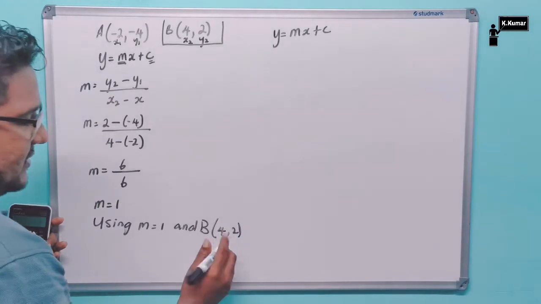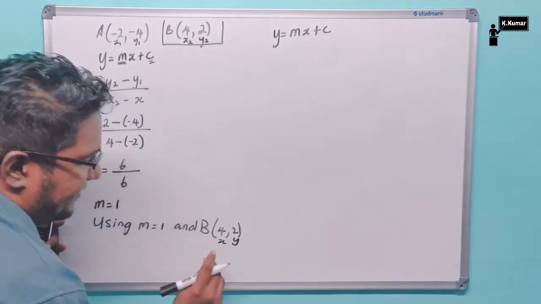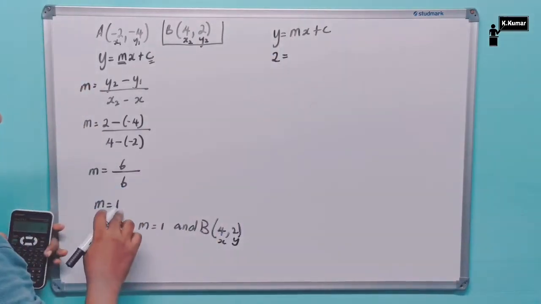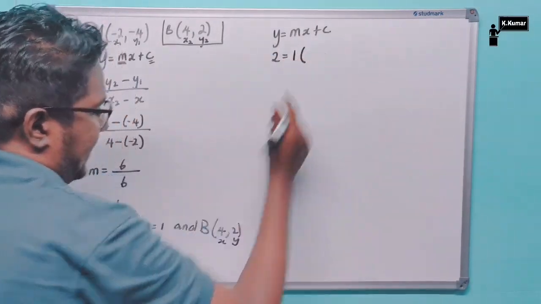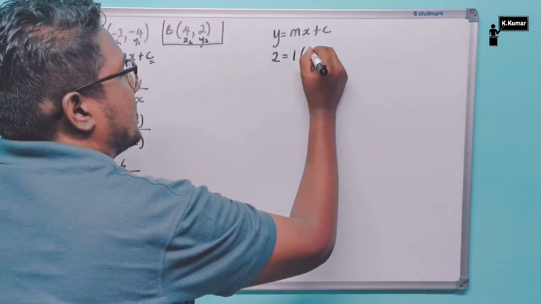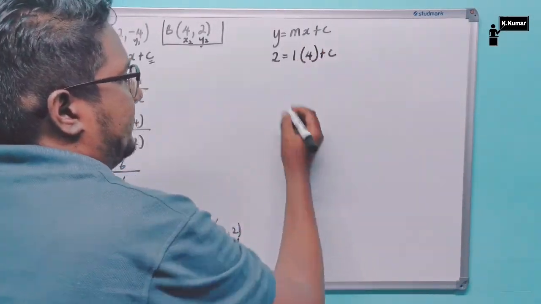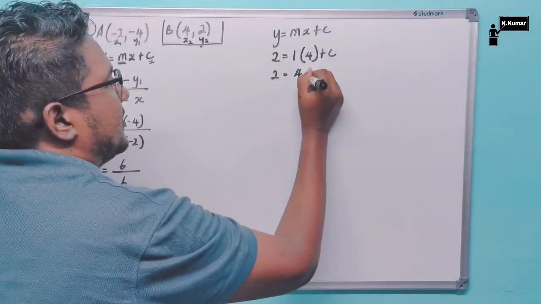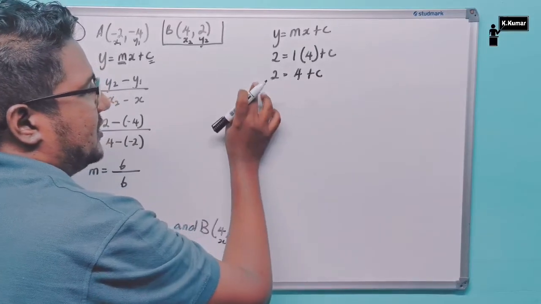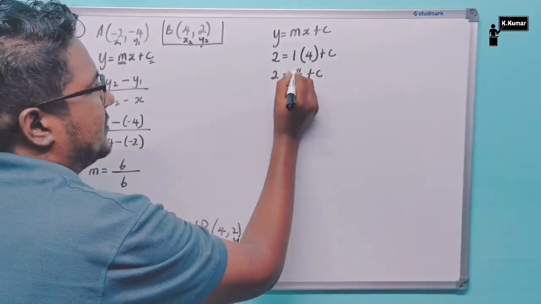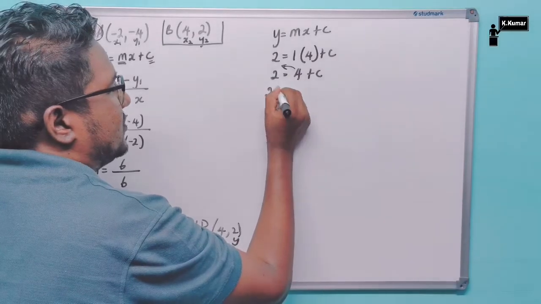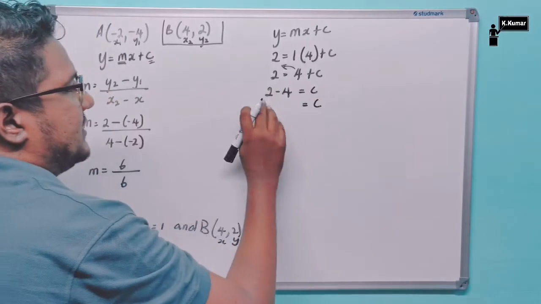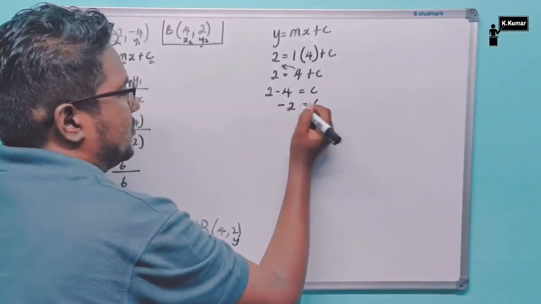We know that this is my x and this is my y, right? So y is going to be 2, equals m, which we found to be 1, multiplied by x, which is 4, plus c. This is going to be 2 equals 1 times 4, which is 4, plus c. We put all the knowns on one side and leave the unknown on the other side, so we bring this across. So 2 minus 4 is equal to c. C is equal to -2.